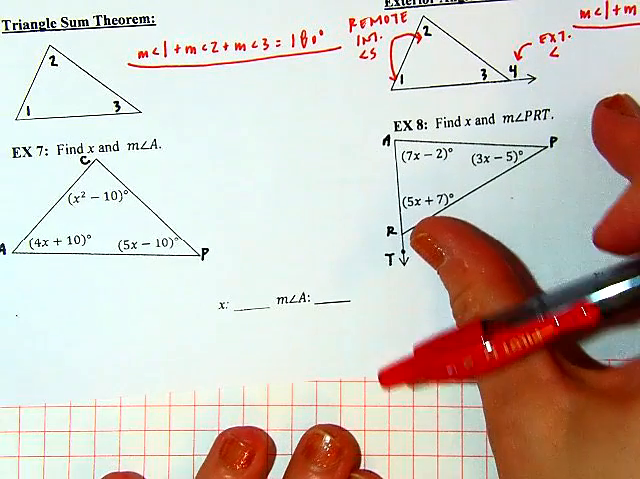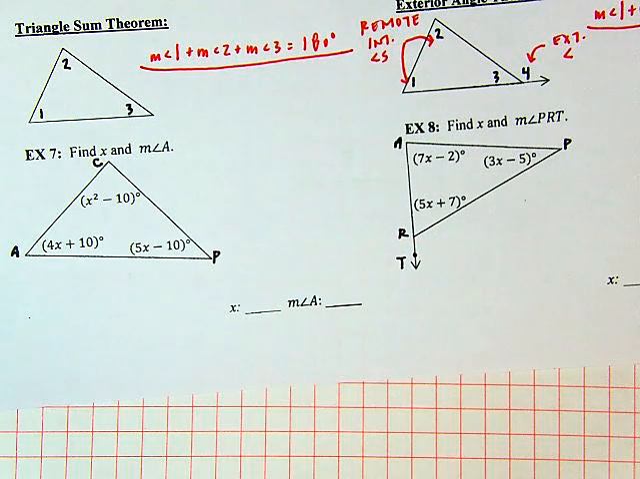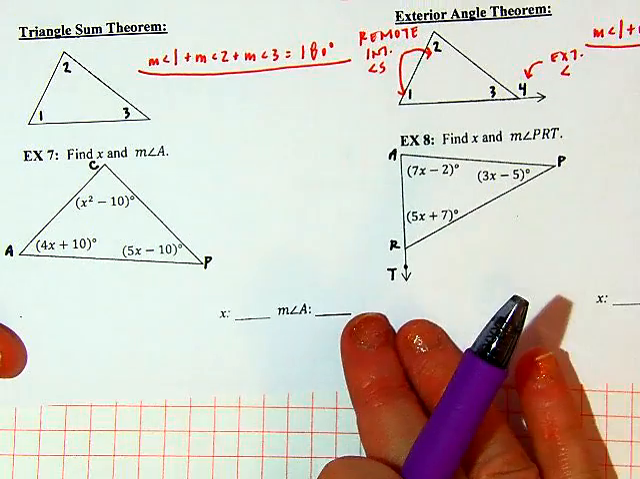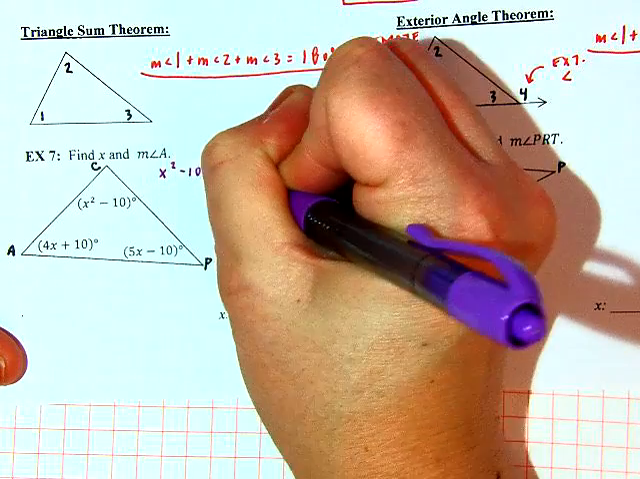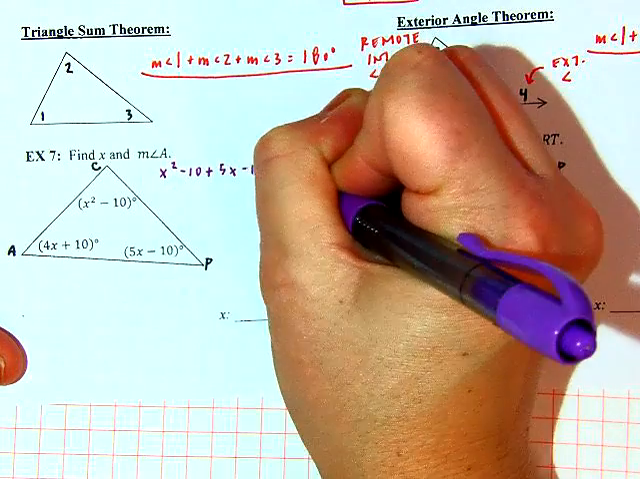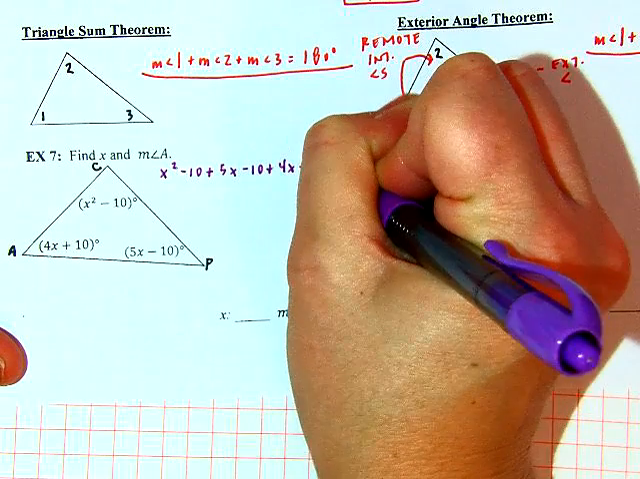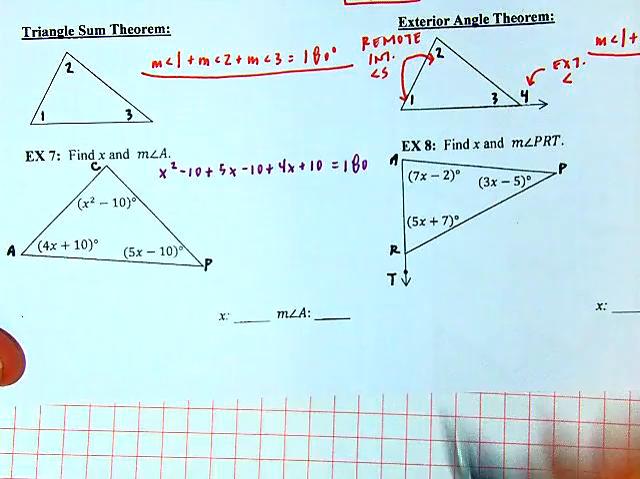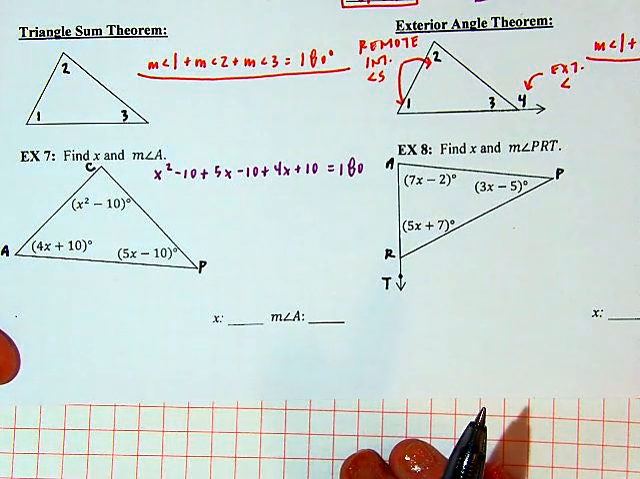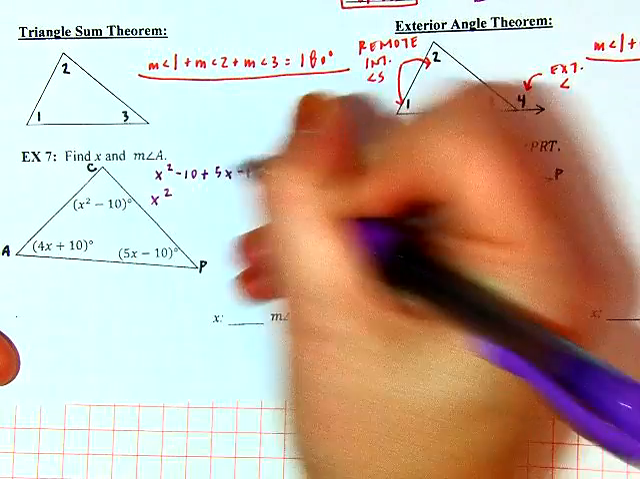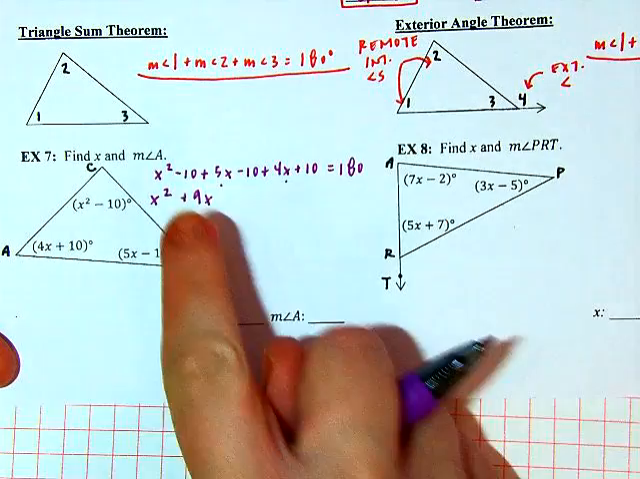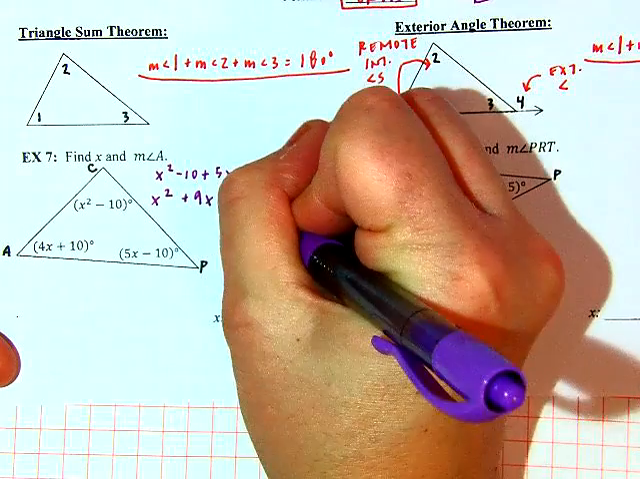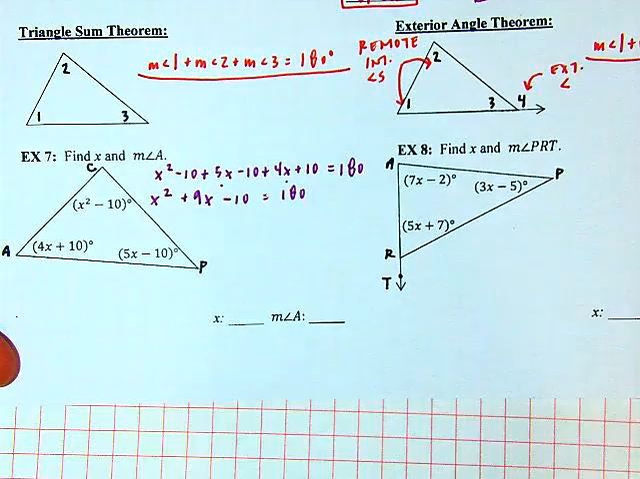So here in the first one, we're given 3 interior angles. We want to find x and the measure of angle A. So I know that all of those angles have to add to 180, so I can build an equation. So x squared minus 10 plus 5x minus 10 plus 4x plus 10 has to equal 180. So I see it's a quadratic equation. I've got to combine my like terms. So quadratic term, my linear terms add to 9x, and my constants, I have a negative 10, all equal to 180. I need to factor.